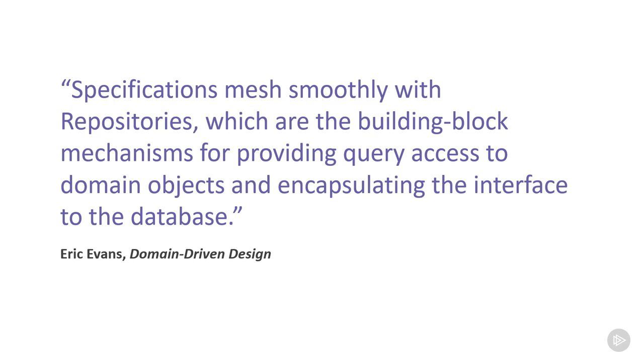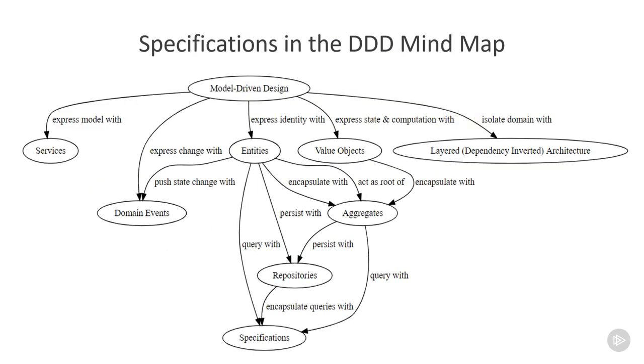In the book, Evans says that specifications mesh smoothly with the repositories, which are the building block mechanisms for providing query access to domain objects and encapsulating the interface to the database. It's this powerful combination of specification and repository patterns that truly result in a clean, extensible, and testable design. Let's dig a little more into the specification pattern and how it integrates with repositories before we show you how we've implemented it in the front desk application.